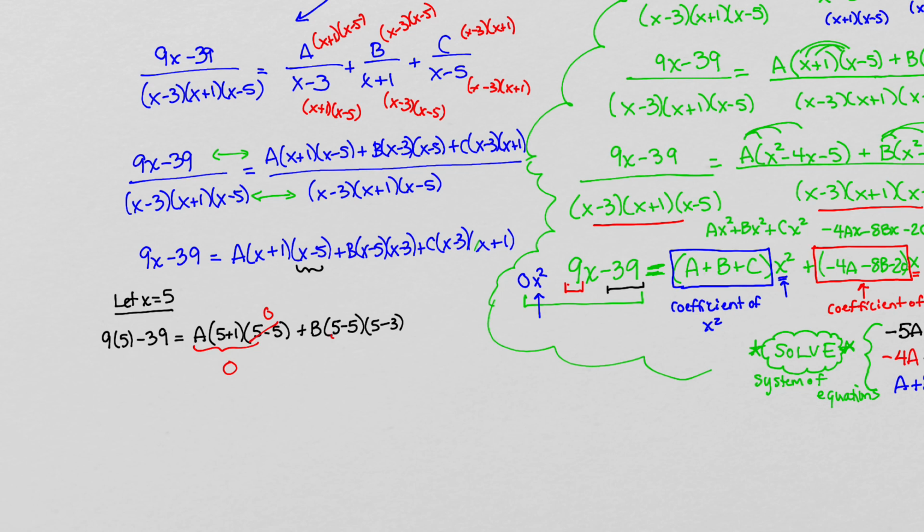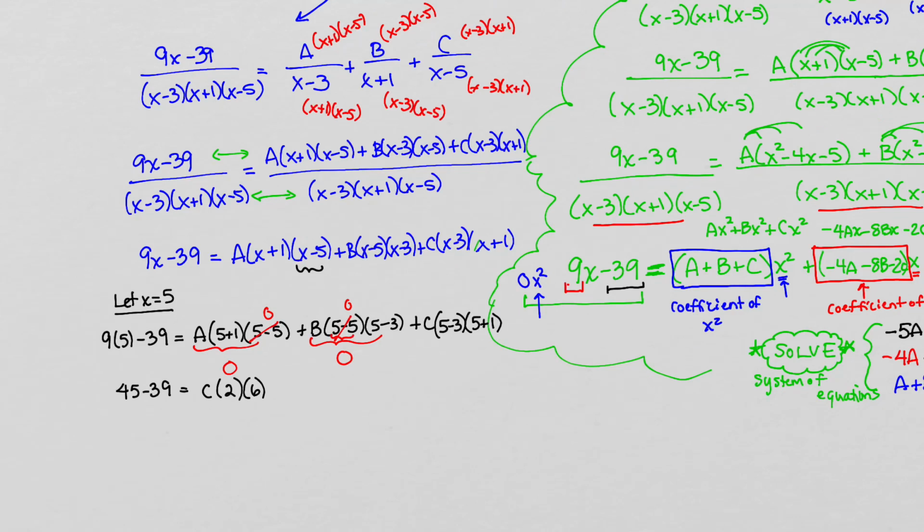And again, notice 5 minus 5 is 0. 0 times B, this whole term drops out here as well, leaving us with simply that last term, which is the C term in that equation on that side, which is C times 5 minus 3 times 5 plus 1. But what it does, notice this, is it leaves us with an equation with only a single variable, C times 2 times 6. And when you have an equation with a single variable to solve, you can solve that equation.